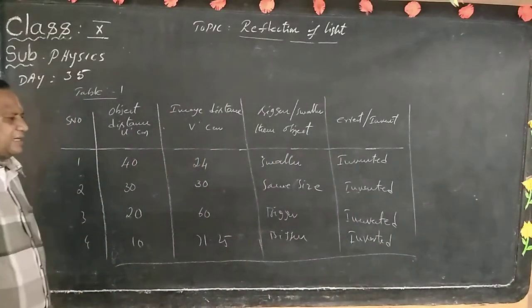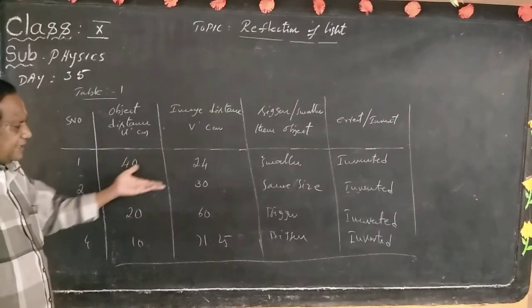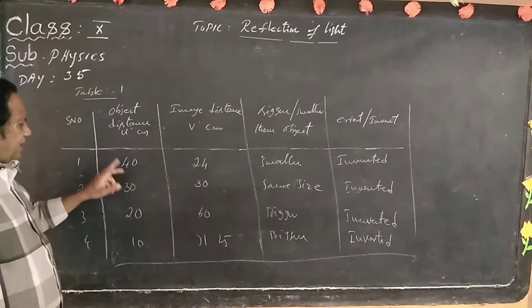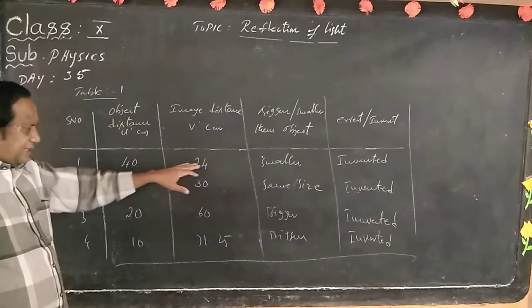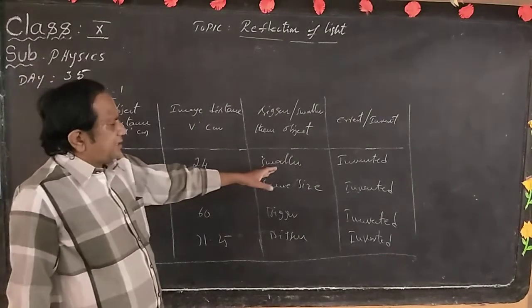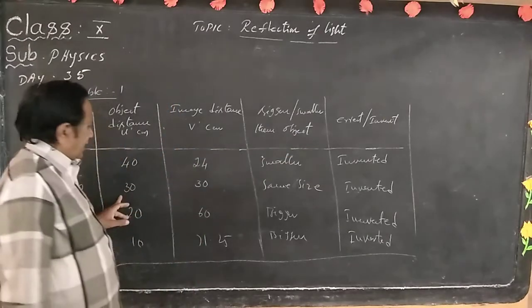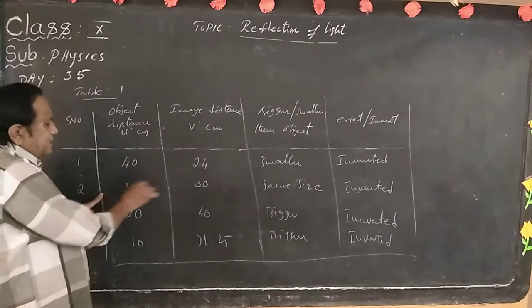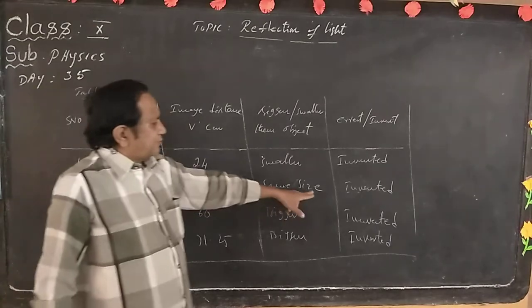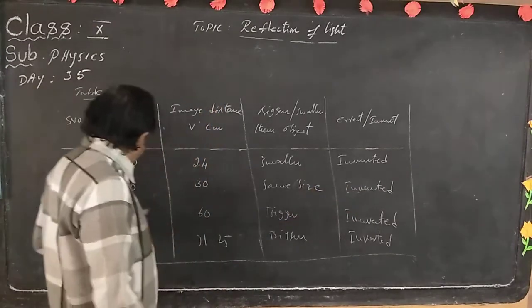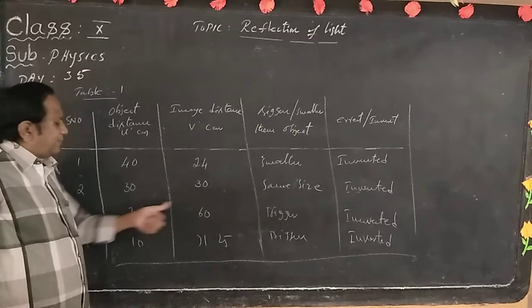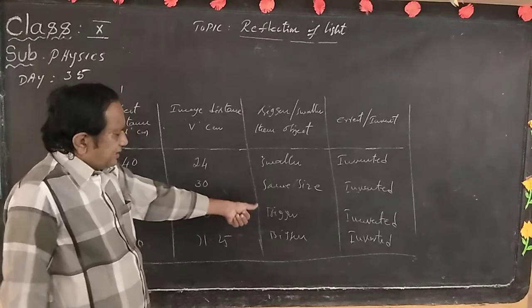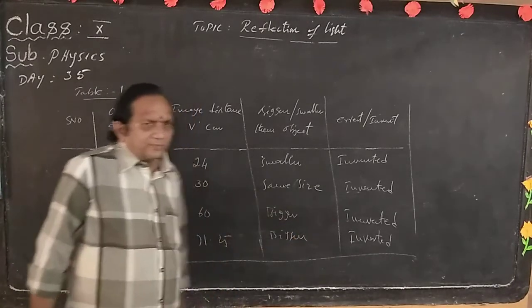So that means we observe the nature and sizes of the images by placing the object at different positions. At 40 centimeters, the image is formed at 24 centimeters, which is less than the object distance; it is smaller and inverted. Next, at 30 centimeters, the image is at 30 centimeters, so same size. When the image distance equals the object distance, the image is the same size. It is also inverted. When the object distance is less than the image distance, at 20 centimeters the image is formed at 60 centimeters, it is bigger in size, and it is also inverted.